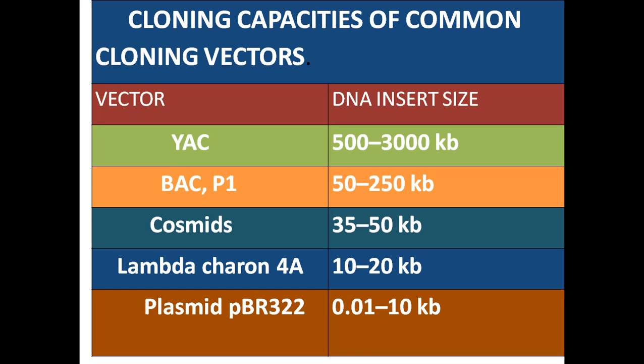This table shows cloning capacity of common cloning vectors, and there has been one question in perhaps 2014 or 15 from this table. Vector and DNA insert size. Yeast artificial chromosome can insert 500 to 300 kilobases. Bacterial artificial chromosome P1 52 to 50 kilobases. Cosmids 35 to 50 kilobases. Lambda Charon 4A 10 to 20 kilobases. Plasmid pBR322 0.01 to 10 kilobases. So if we see, this is the descending order from yeast artificial chromosomes to plasmid pBR322.